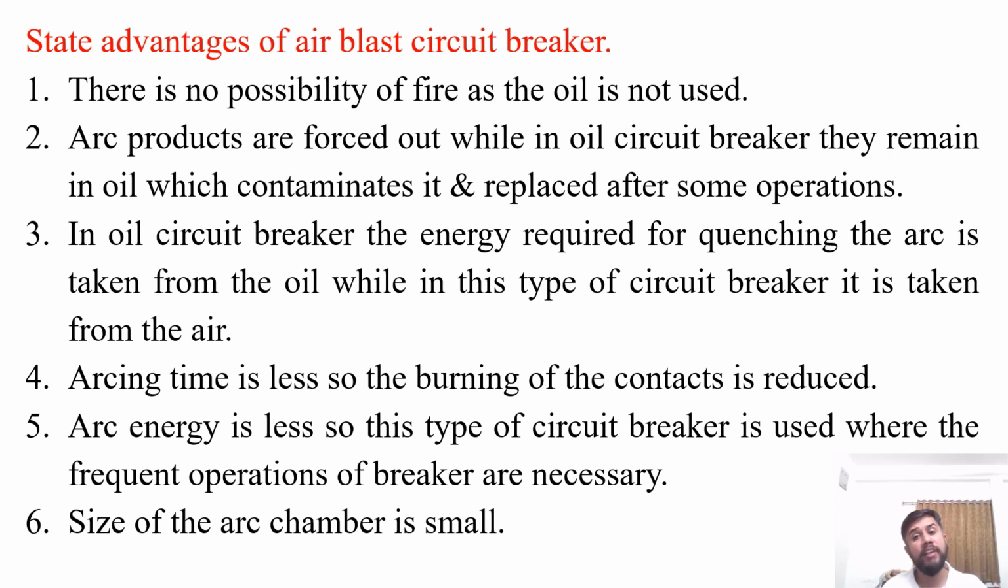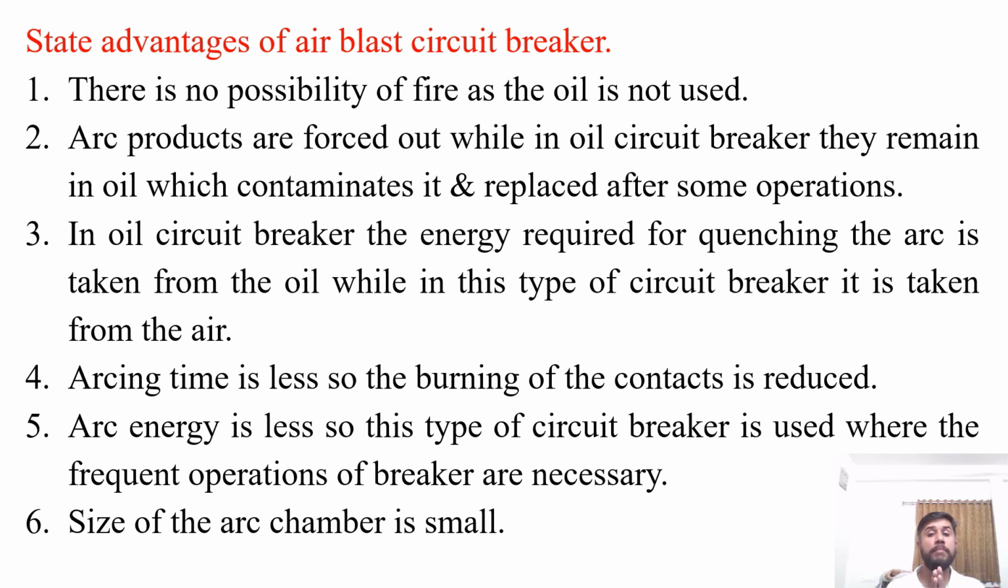which the maintenance is very high in case of oil circuit breaker, which is not the case in air blast circuit breaker. In oil circuit breaker, the energy required for quenching the arc is taken from the oil itself, while in this type of circuit breaker, it is taken from the air. Arcing time is less, so the burning of the contact is reduced. Arc energy is less, so this type of circuit breaker is used where frequent operations of breakers are necessary in case of LV circuit breakers.